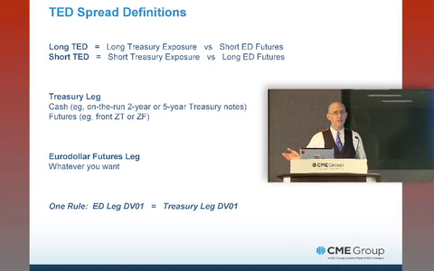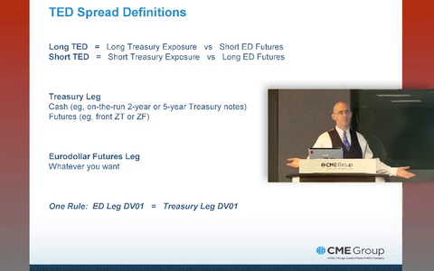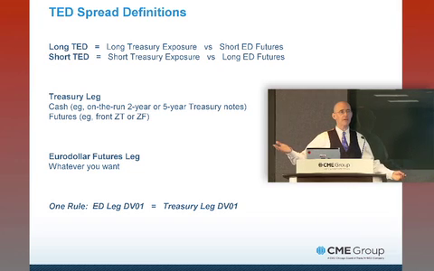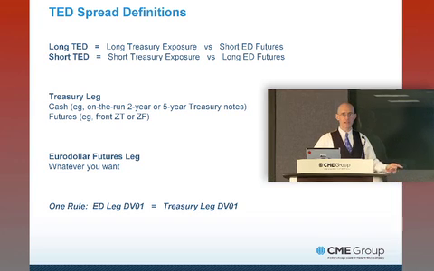Let's get a few definitions in order. The TED is nothing but Treasury exposure of some sort spread against euro-dollar exposure of some sort. If you're long the TED, you're assumed to be long the Treasury leg and short the euro-dollar leg, and vice versa.